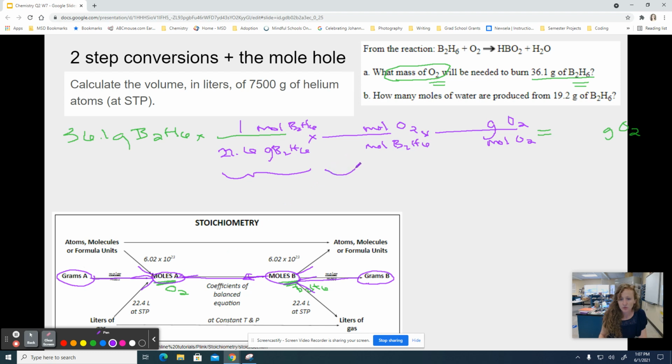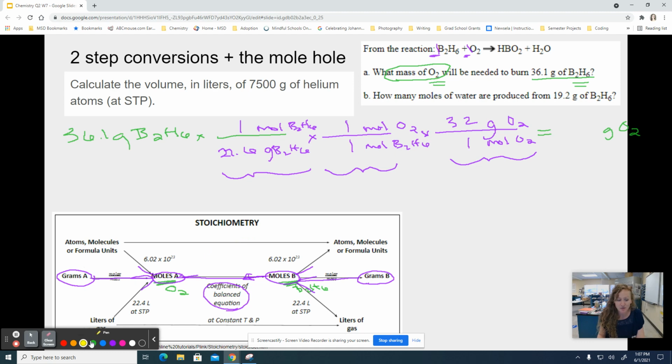Now the mole to mole ratio here is going to come from the coefficients of the balanced equation. So what are the coefficients of B2H6 to oxygen? Well, in this reaction, it's a 1-to-1. So 1 mole of oxygen to 1 mole of B2H6. And then my last conversion factor is moles to grams for oxygen. So again, we need the molar mass, 2 oxygens. That's going to be 32 grams per 1 mole. Okay, my problem is set up.